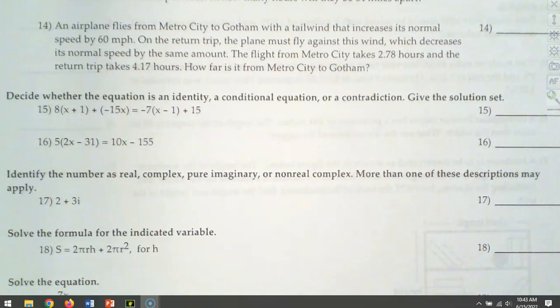So what we've got on 14 is an airplane flies from Metro City to Gotham with a tailwind that increases its normal speed by 60. On the return trip, the plane must fly against the wind, which is going to decrease it by the same amount. So that's going to decrease it by 60. The flight from Metro City to Gotham takes 2.78 hours, and the return trip takes 4.17 hours. How far is it from Metro City to Gotham?